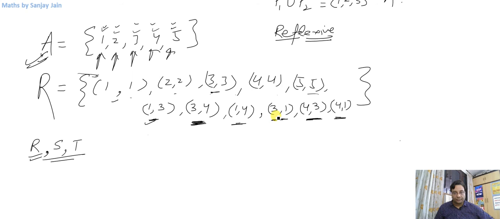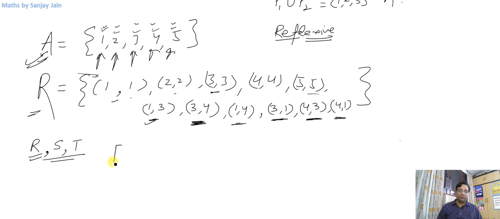What else? (3,1), (1,3), yes, we have checked it. (4,3), (3,4), okay. (4,3), (3,1), so (4,1) is present, yes. (4,1), (1,4), so (4,4) is present. (4,1), (1,3), so (4,3) is present. Yes, this relation we have selected is an equivalence relation.